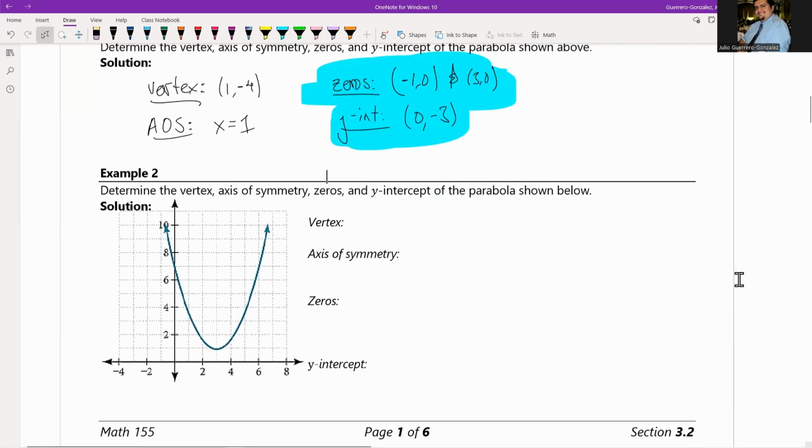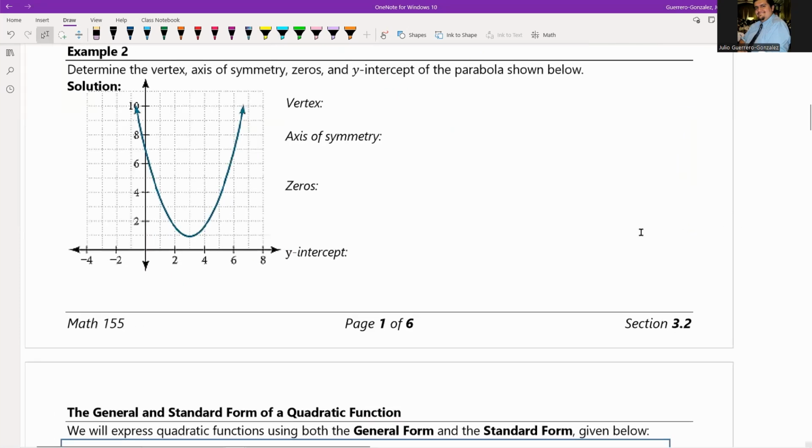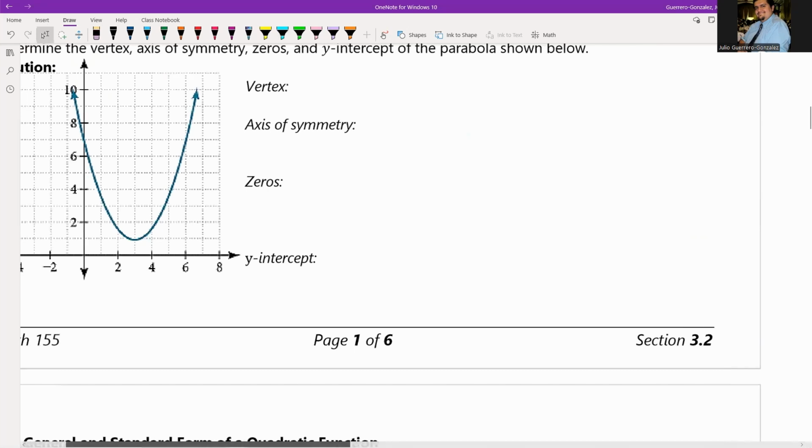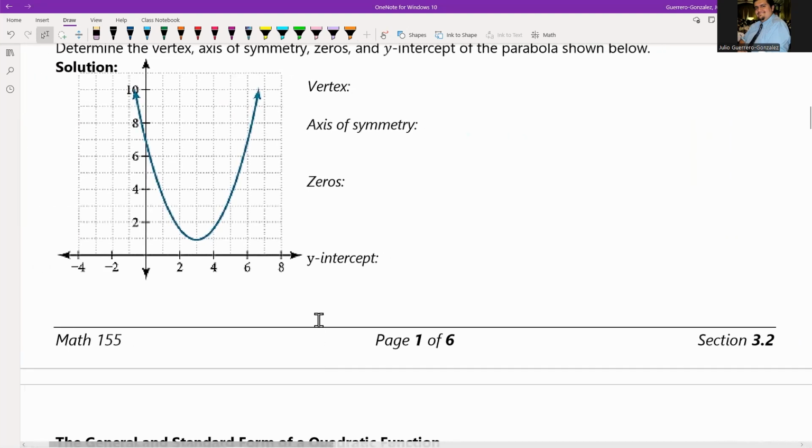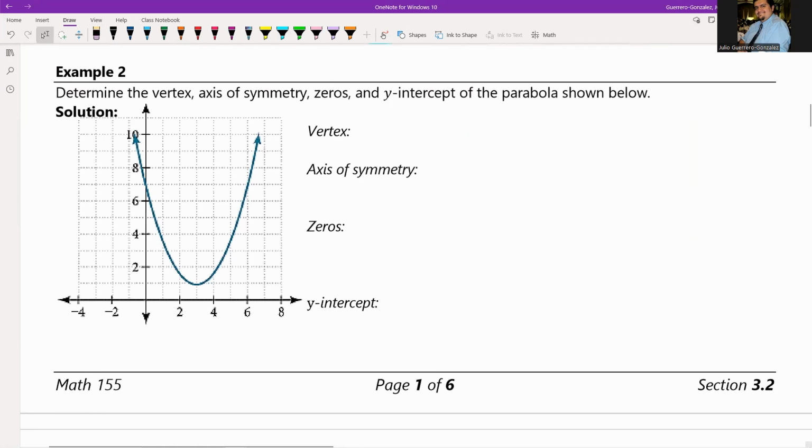Let's do one more example. This time, things aren't entirely labeled, if you take a look. Vertex. Hopefully you see this point down here. That point is going to be, whoops, the other way around, (3, 1). Axis of symmetry. Whenever you see this, you can go ahead and label whatever you need to when you're doing these problems. Axis of symmetry, x equals 3.